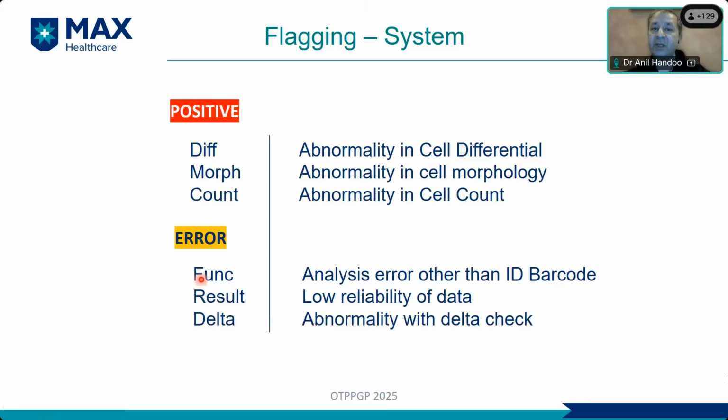And flagging system, as I told you, you can have different kinds of positive and error flags. For example, if you look at differentials, you can have abnormality in cell differential, and the machine can tell you that there is an abnormality in cell differential. It can tell you that there is an abnormality in cell morphology. For example, in digital morphology analyzers today, this is a possibility. And in functional, you can have a problem. For example, there is an abnormality with the delta check, or there is low reliability of data because the numerical value which was there was very little, and it was not possible for anyone to use it perfectly.